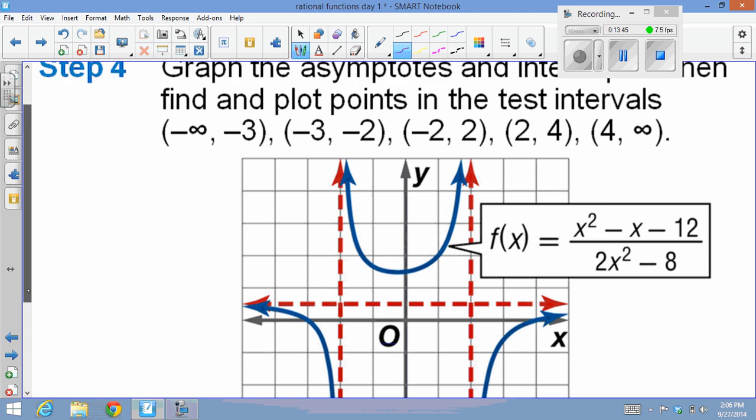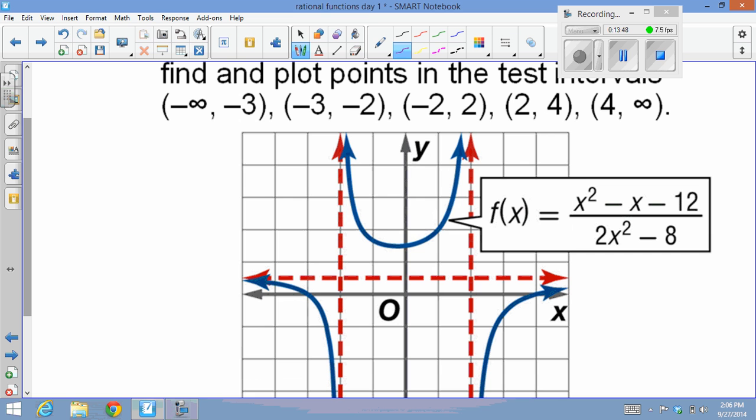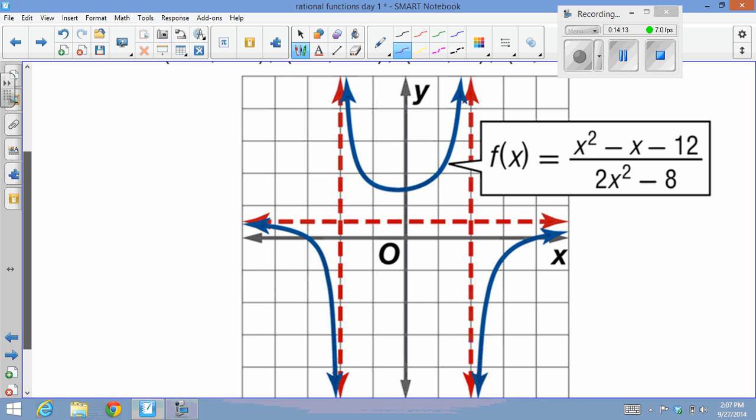So when I put it onto my graph, it looks like that. And again, now I have some other intervals, and I'm going to plot points in those intervals: between -∞ and -3, between -3 and -2, between -2 and 2, and between 2 and 4 and infinity. And once I do put all those different intervals and I've plotted the points, which does take a good deal of time, yes, I know, you will get that graph that looks like the blue, and the dotted red ones are your asymptotes.